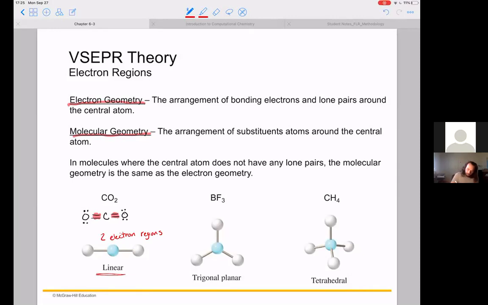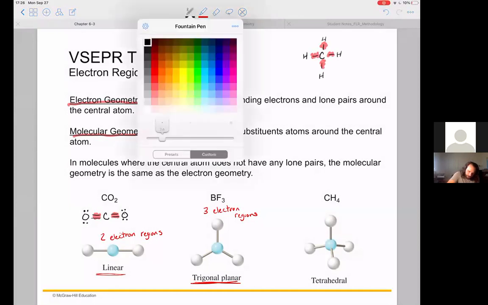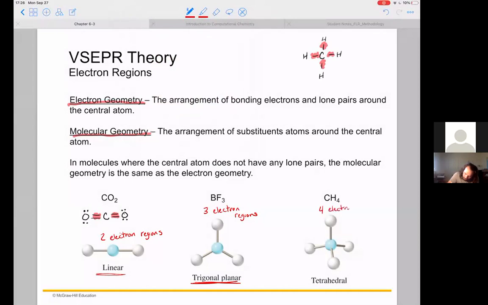We saw the example of boron trifluoride, which had 3 electron regions. Since that central atom doesn't have any lone pairs, both the electron geometry and the molecular geometry are what's called trigonal planar. And lastly, if you remember, we did CH4 in one of the first lectures. This is what the Lewis structure looks like. It has 4 electron regions, and since that central atom doesn't have any lone pairs, the electron geometry and the molecular geometry are that tetrahedral shape.